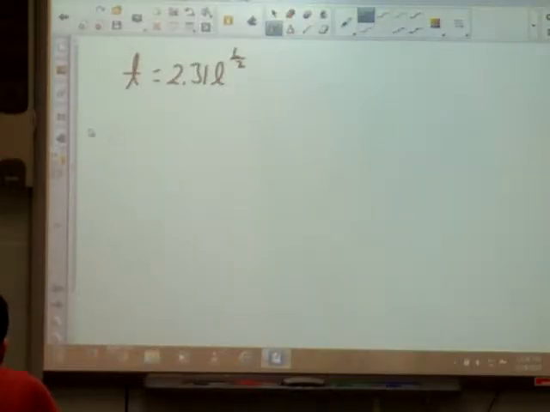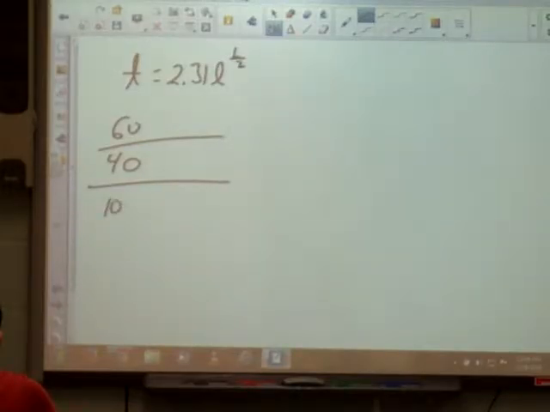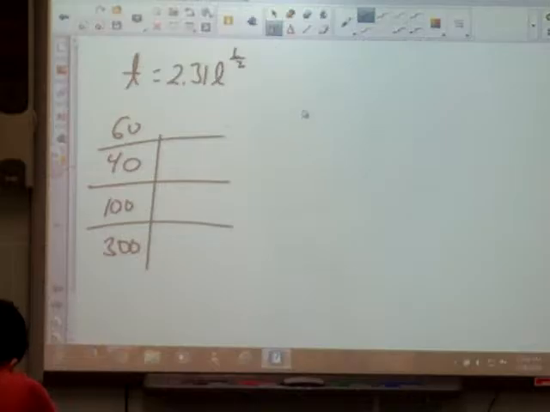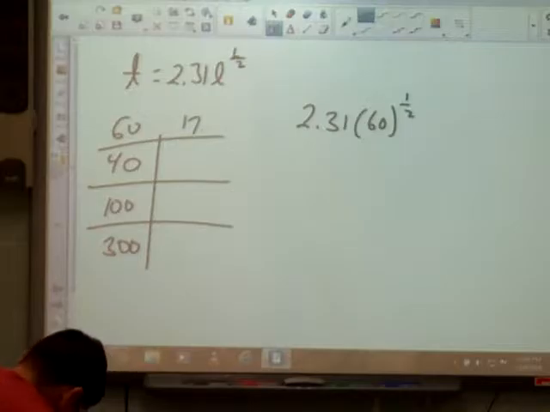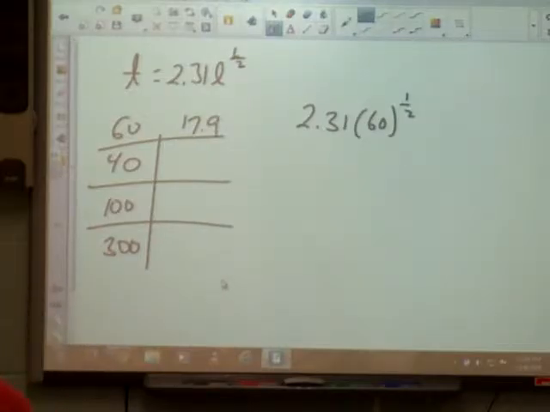Okay, it says that Act 1, the length was 60 feet. Act 2, it was 40 feet. Act 3, it was 100 feet. I'm just reading that off the table they gave me. Act 4, it's 300 feet. It tells me to plug those in, get an answer, and round it to the nearest tenth. So this first one would look like 2.31 times 60 to the 1/2 power. I plug that in my calculator. I round it to the nearest tenth. I got 17.9.